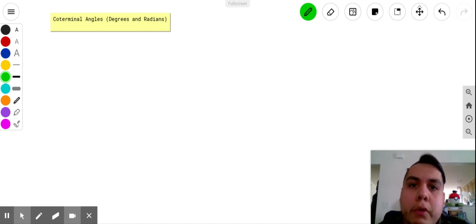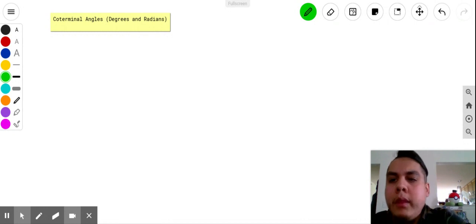We're going to revisit coterminal angles because I'm seeing a lot of people are struggling with this. In the multiple choice questions I'm giving you, where it's like choose all that apply, not everyone is getting those 100%. So I think it's a good idea to go back and revisit this idea.